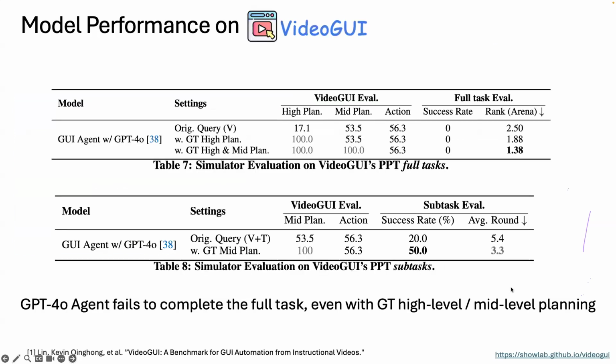And we evaluate this agent on the PowerPoint tasks and show that even with the ground truth planning, the success rate on the full task is still zero, which supports our motivation for more fine-grained hierarchical evaluation to pinpoint where the agent fails. And on subtasks, the agent without GT plan only achieves a 20% success rate. While GT plans can boost it to 50%, an observation we want to highlight is that the generated plan from GPT-4o on average needs 2 more actions than the GT plans.